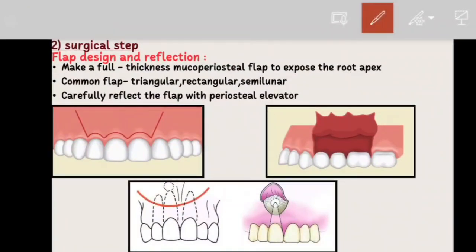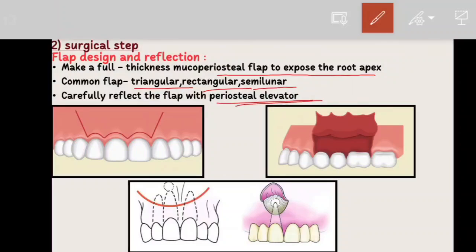Now the next step is the surgical step: flap design and reflection. Make a full thickness periosteal flap to expose the root apex. It means we reflect the gum along with the periosteum to expose the bone. The common flaps are triangular, rectangular and semilunar. We carefully reflect the flap with a periosteal elevator.